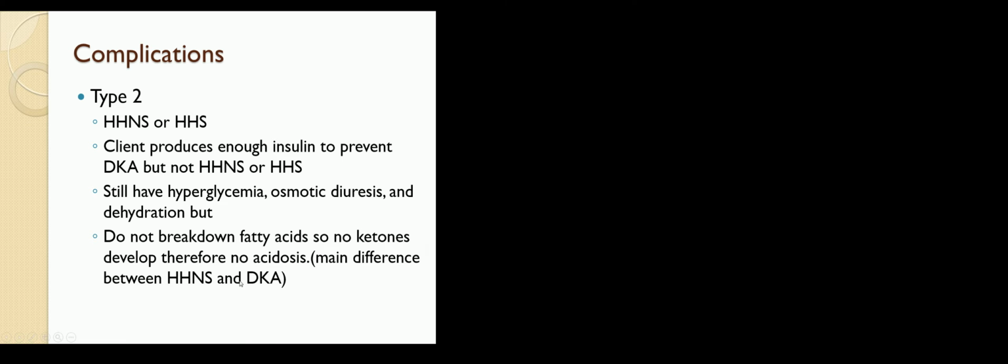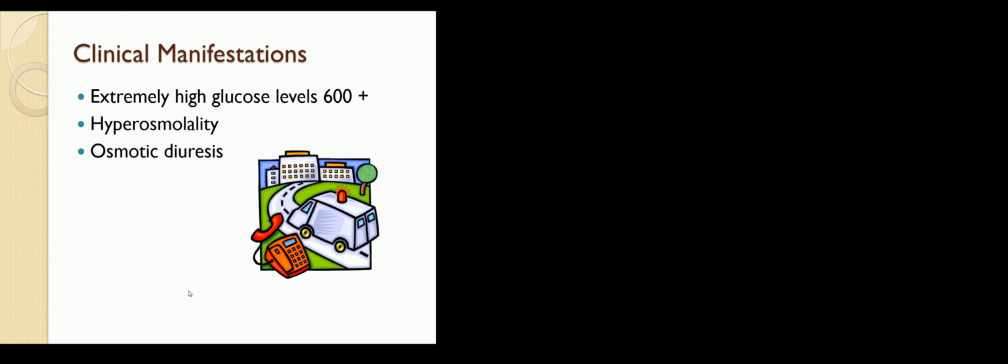With both of these, you have hyperglycemia, you have hyperosmolarity, you have osmotic diuresis, you have dehydration. But the main difference is with DKA you have metabolic acidosis because you have no insulin. With type 2, HHNS, you do not have acidosis because you have some insulin. If that doesn't make sense, holler at me.